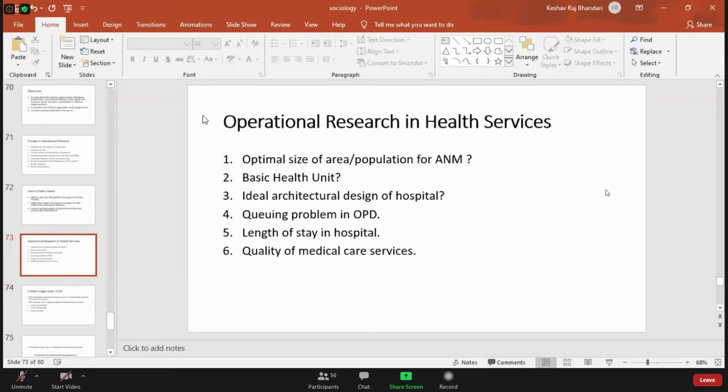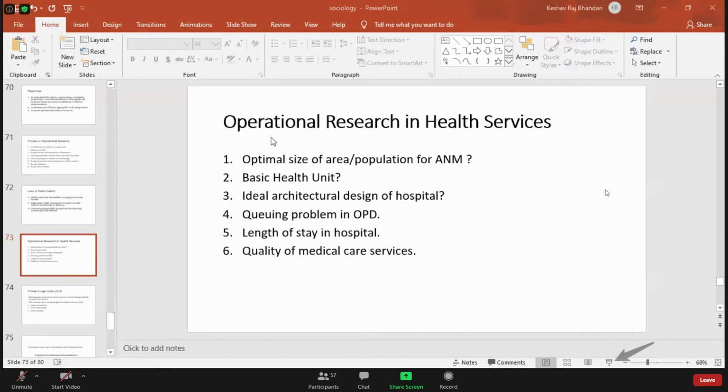So, for examples of operation research in health services, like the optimal size of area or population for an ANM, meaning what is the optimal size or population for an ANM? How large an area can one ANM oversee? For example, a basic health unit, or the ideal architectural design of the hospital, meaning what should be the design of the hospital. These are some operational research topics that can be done to improve the overall system.